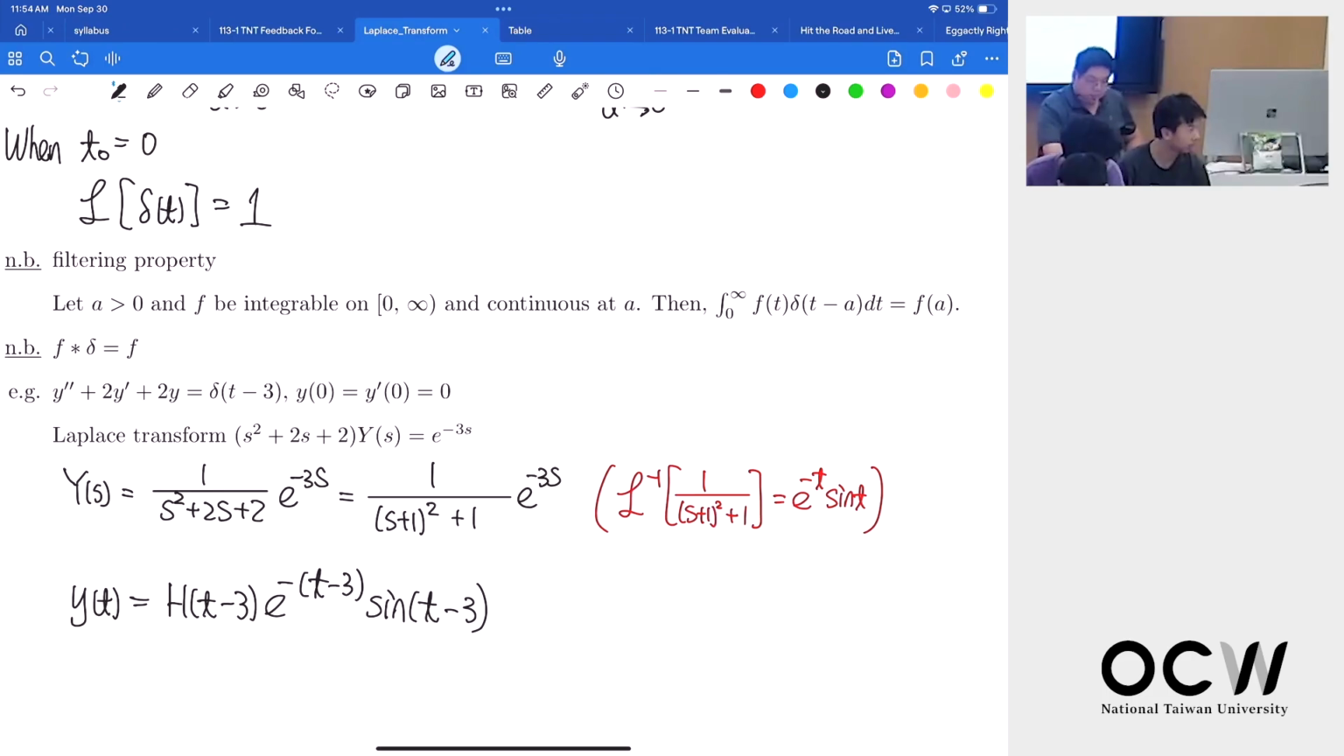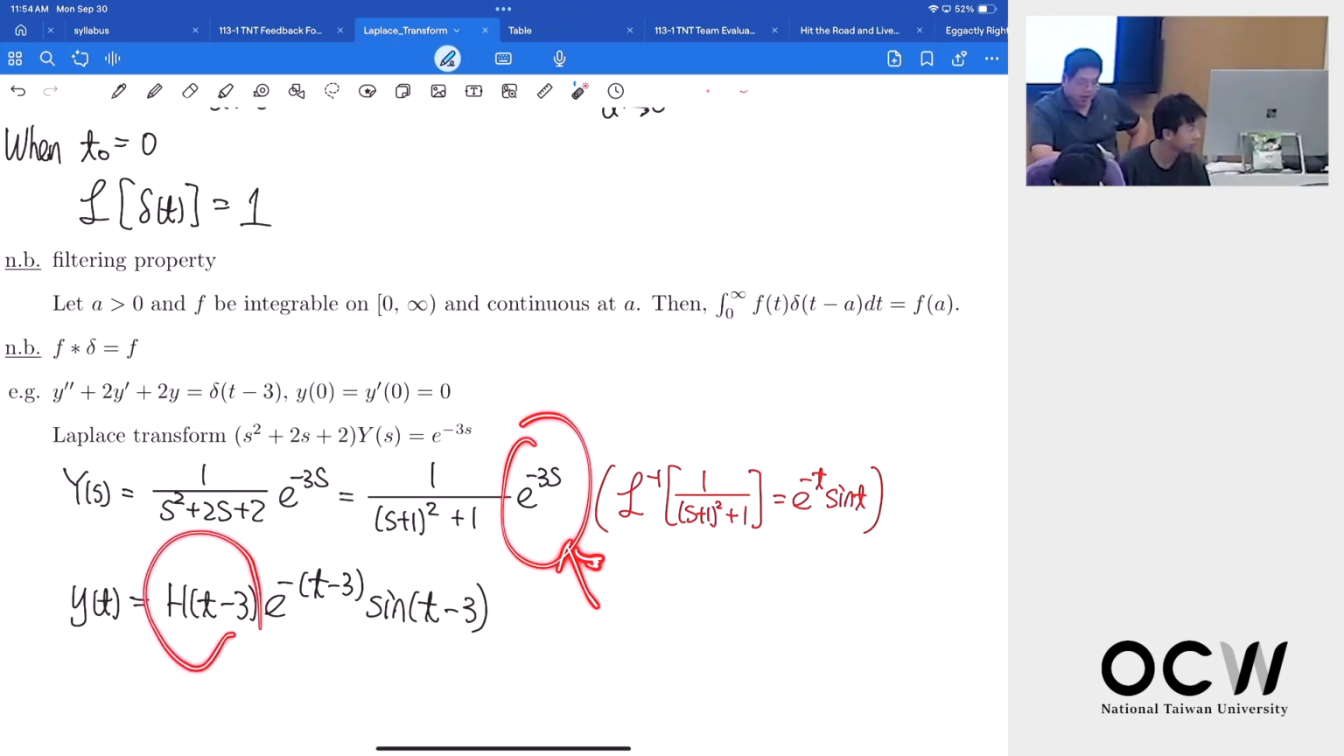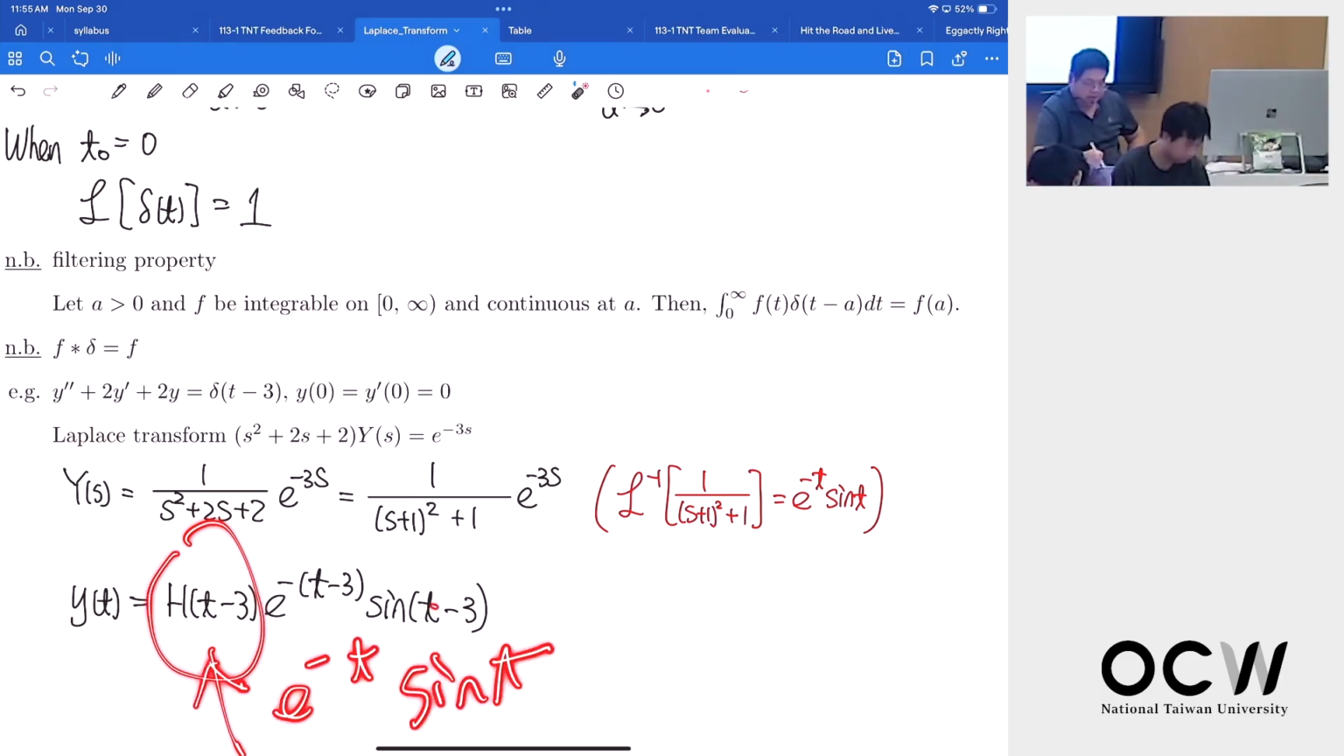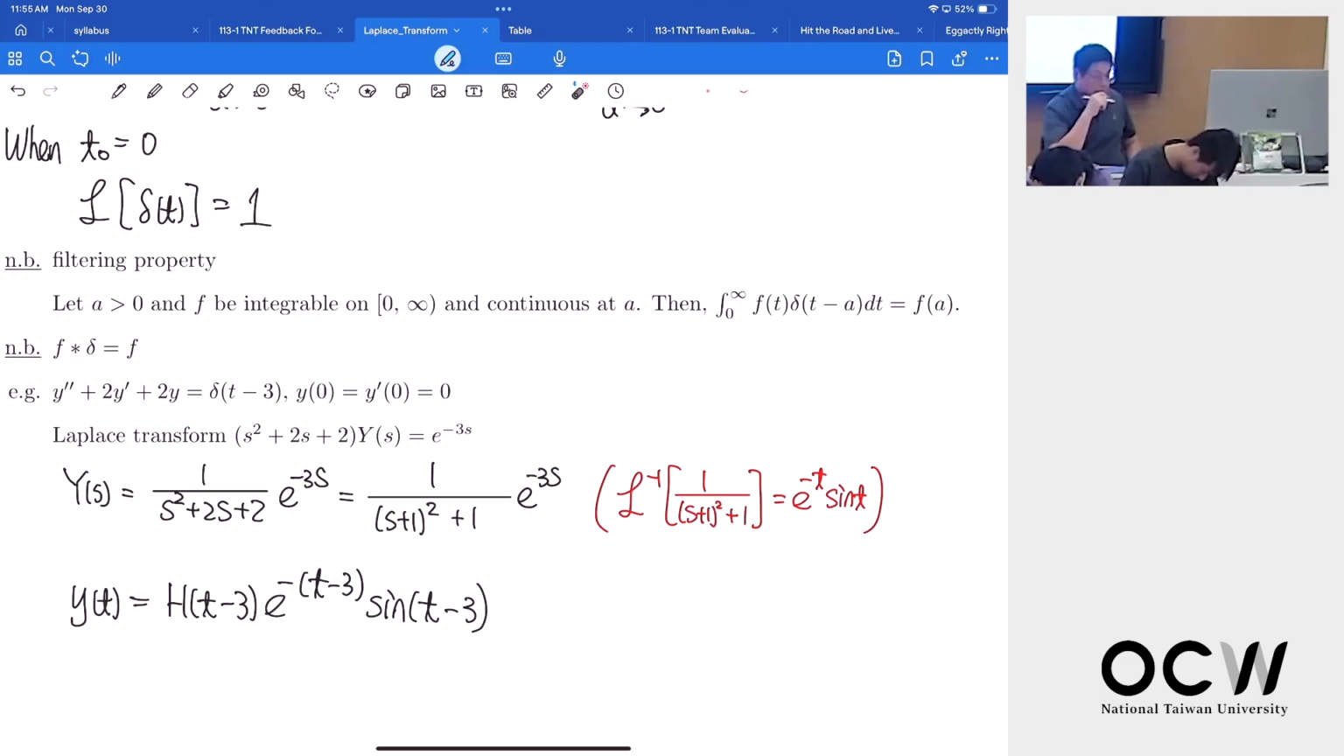Remember that if I have an exponential term in the Laplace domain, that means it's highly probable that in your time domain, I have a shifted Heaviside function. And since it is shifted, my main function I also need to shift by the same amount. A lot of people probably just write down the shifted Heaviside function times e to the minus t sine t. No. Any questions for this?